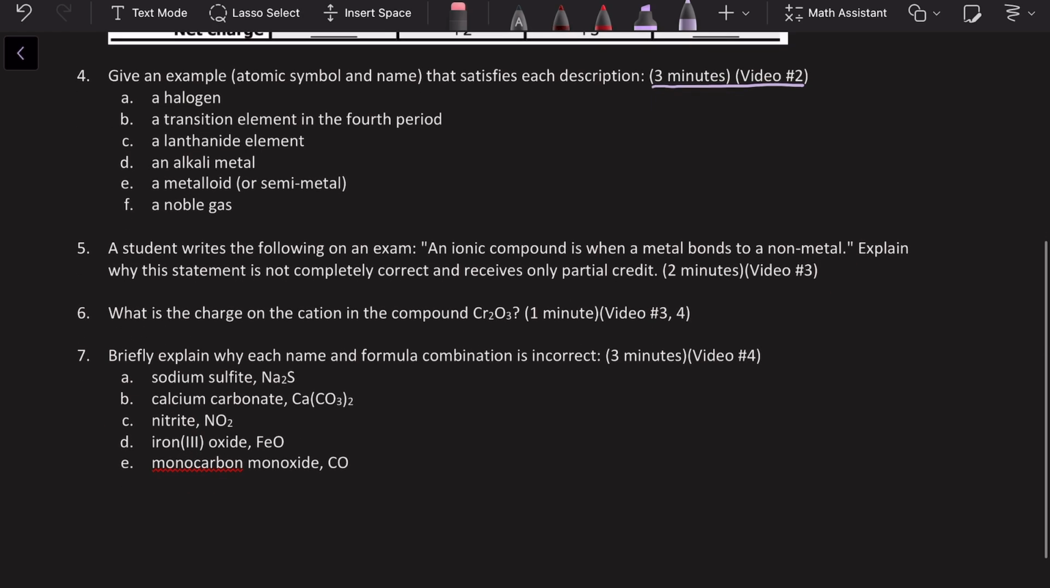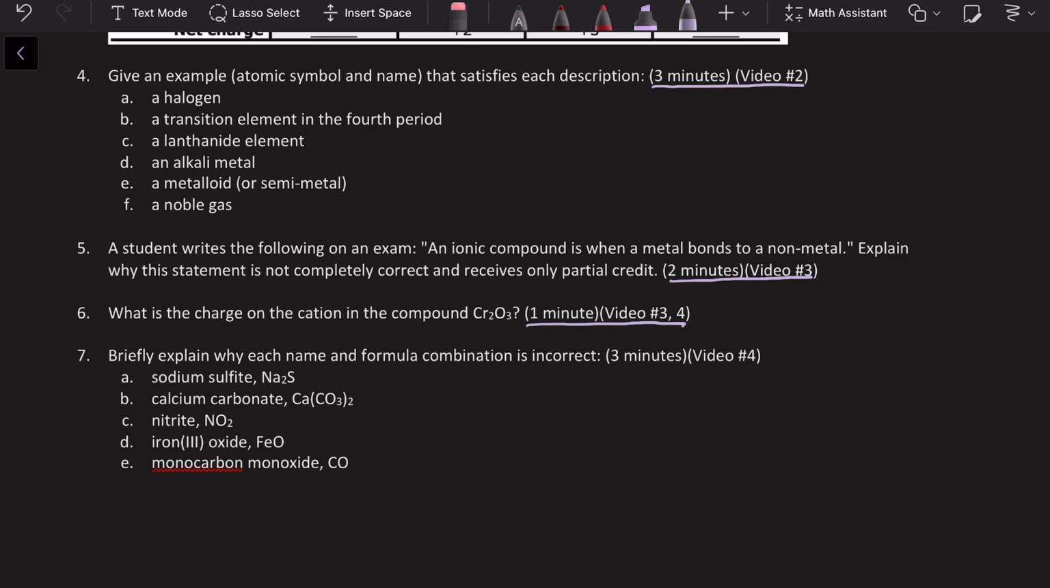A student writes the following on an exam: an ionic compound is when metal bonds to a nonmetal. Explain why this statement is not completely correct and only receives partial credit. 2 minutes, video number 3. What is the charge of the cation in compound Cr2O3? 1 minute, video number 3 and 4.